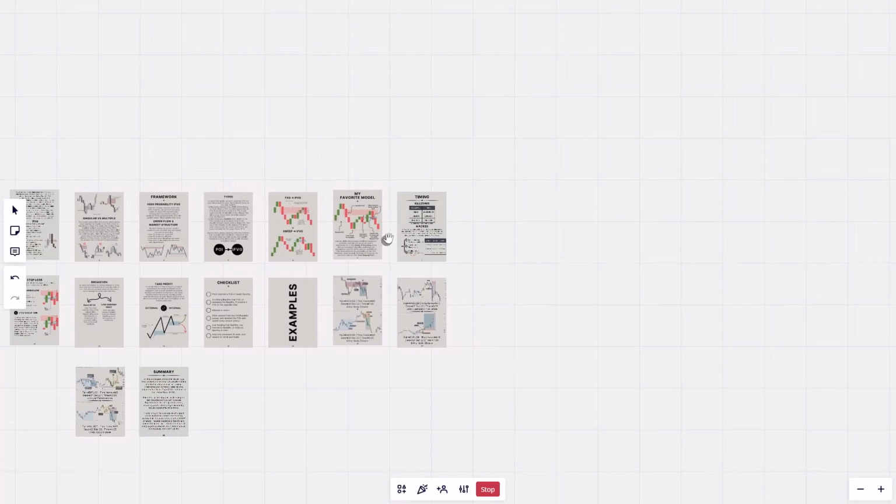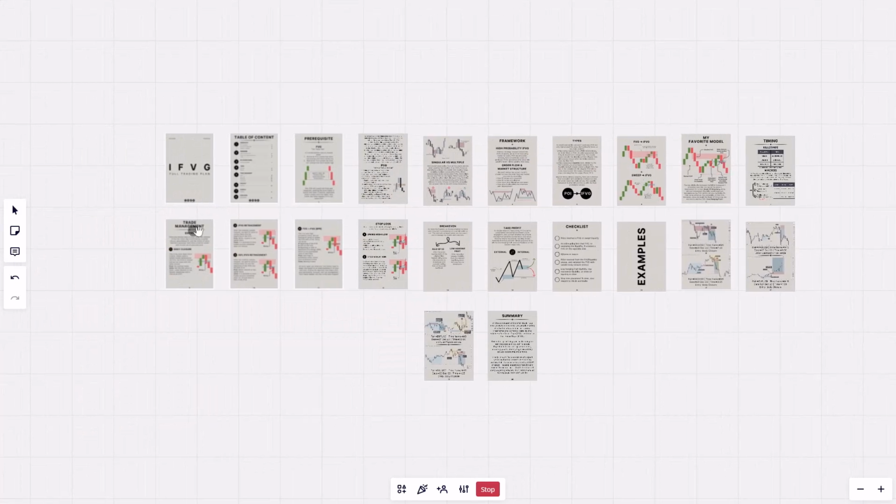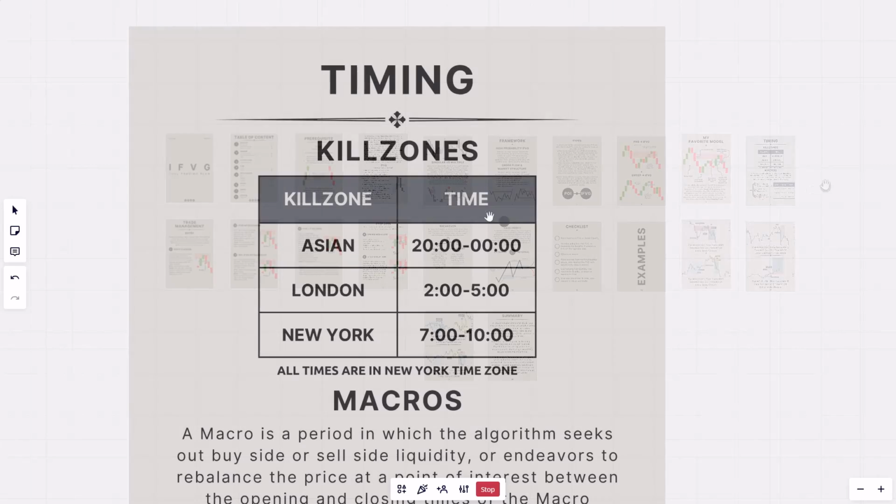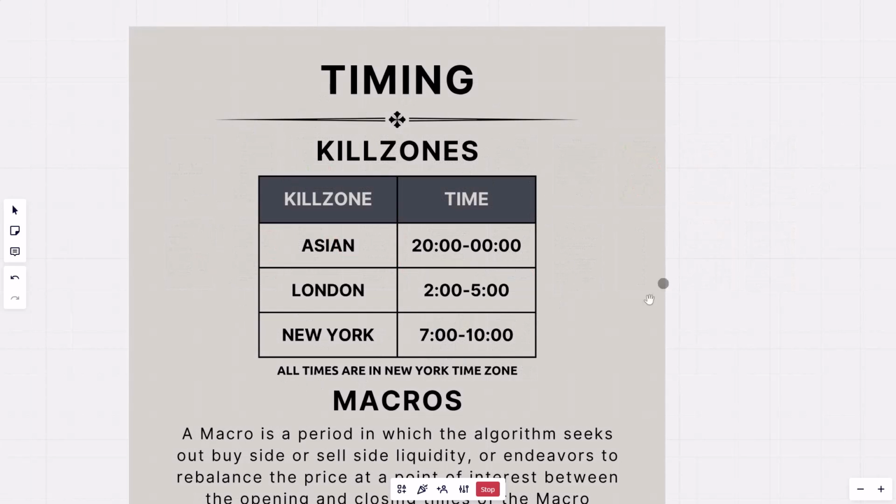Otherwise, we're going to be going to the timing actually and the trade management. So for the timing, we'll be focusing on kill zones, and kill zones are actually times where there is a lot of volume and a lot of traders that are trading the market.